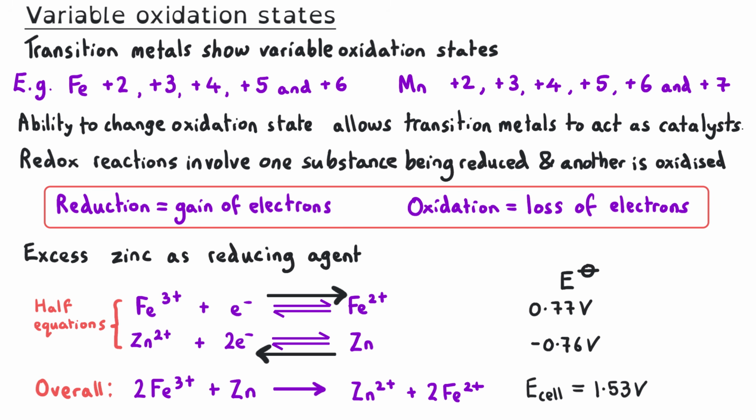Overall, then, when we combine these two half equations, we need to double the iron half equation and then combine them together, remove the electrons, and we can see that this is the overall equation. And the E cell, or sometimes called the EMF, would be 1.53 volts.